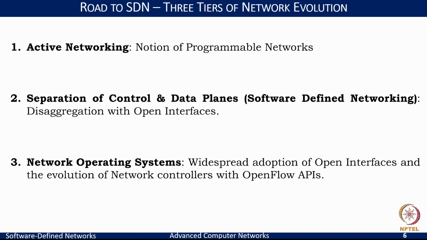So we can think of this paper as three specific aspects. First is active networking, which in fact was the first of its kind to introduce the notion of programmable networks. So let us look at active networking and then jump into the other two aspects: the separation of control and data planes and the emergence of the network operating system.